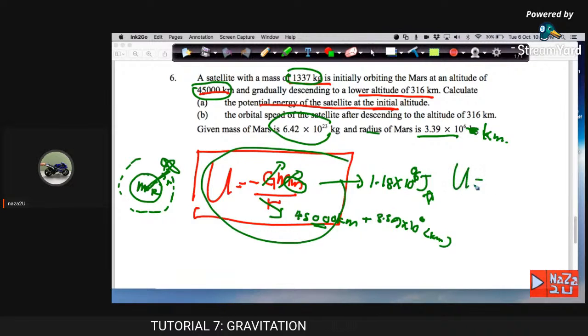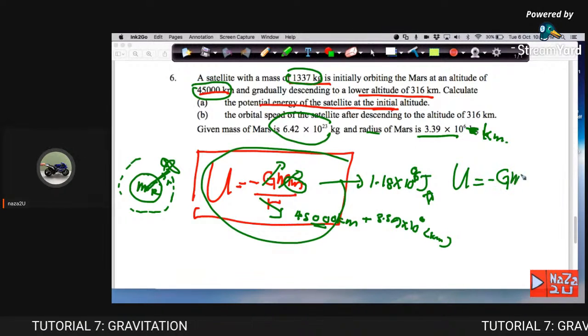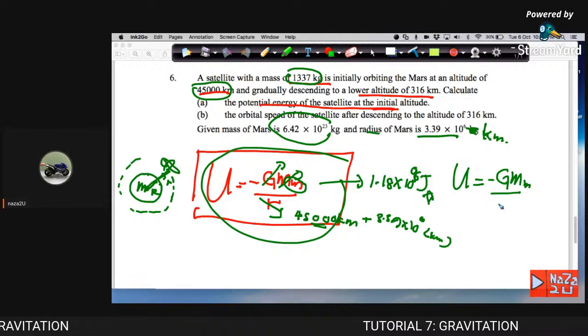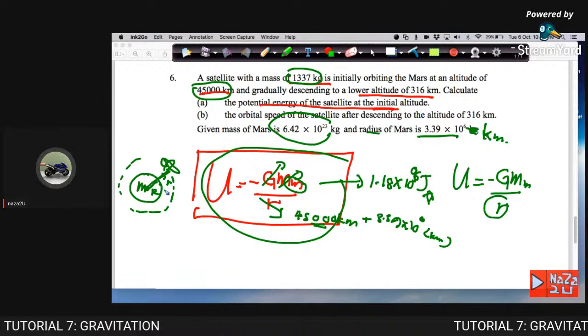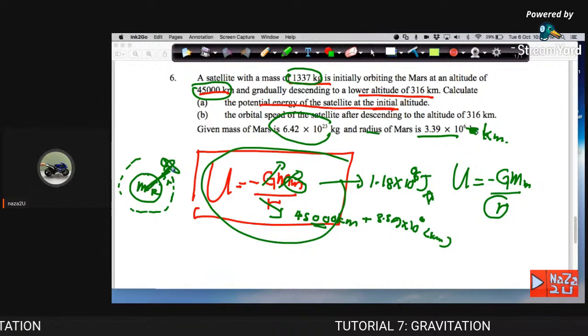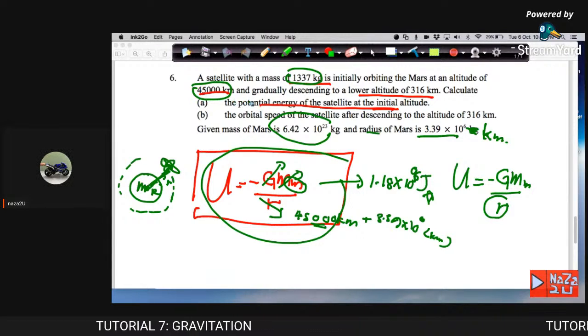Okay, U is equal to minus GMm over R. Over R kat sini saya boleh perhatikan R adalah daripada pusat planet kepada satellite. Itu jarak yang dia bagi, kena rujuk dari kat sini.